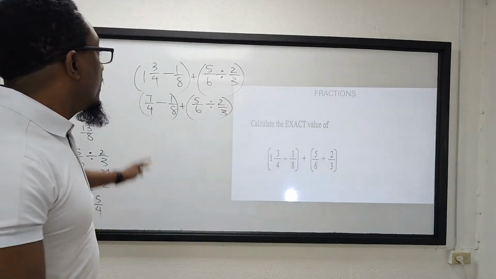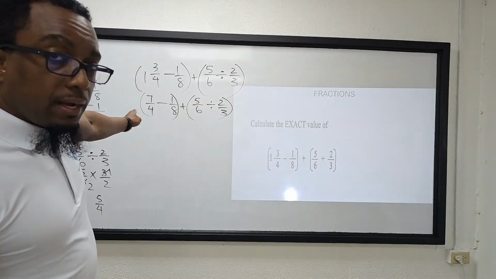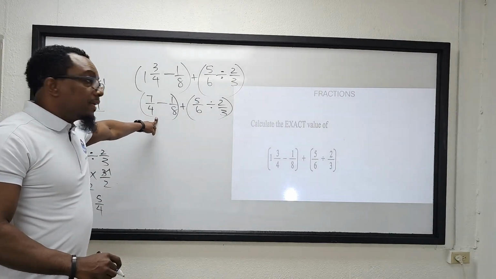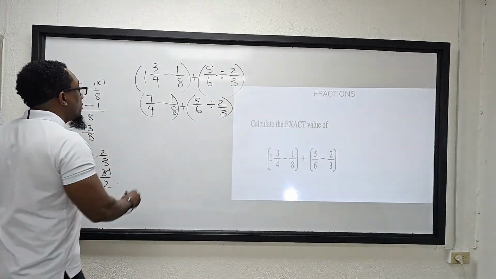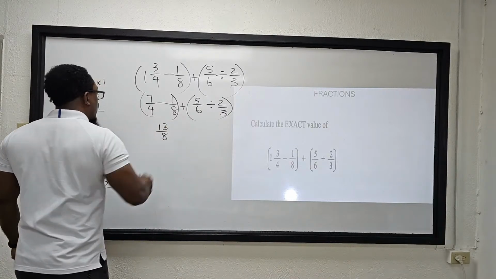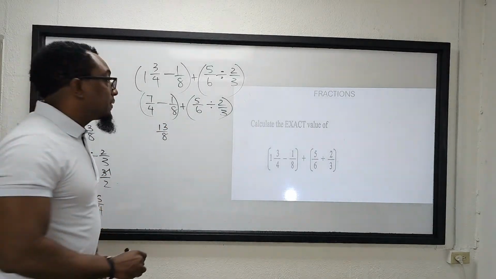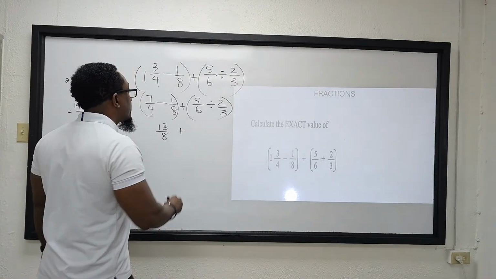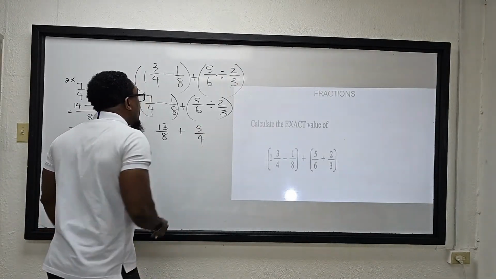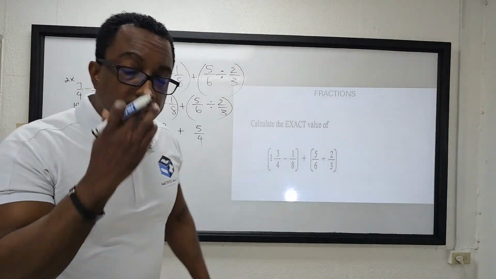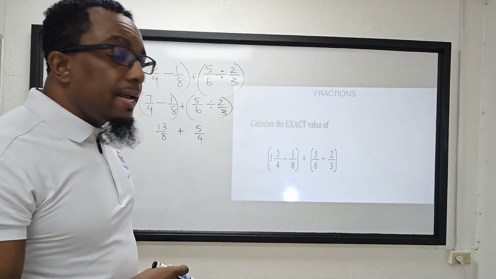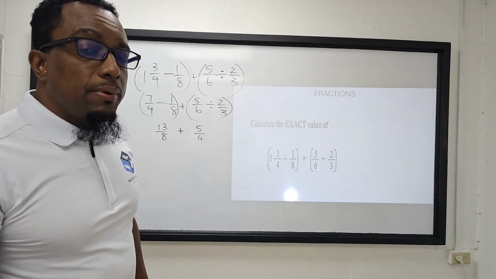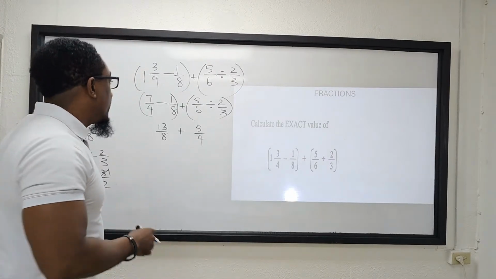So in continuing, I'm maintaining the order of the question. So in my first bracket, the result of that, which is 13 over 8, will be written first. My addition sign will be written after, and 5 over 4 will be written next. Making sure we maintain the order. And in adding fractions, again, we know we must find the LCM. So we're going to find the LCM of 8 and 4, which is 8.